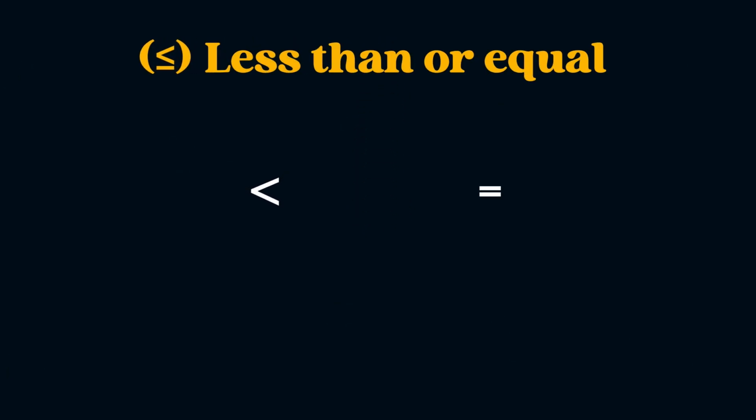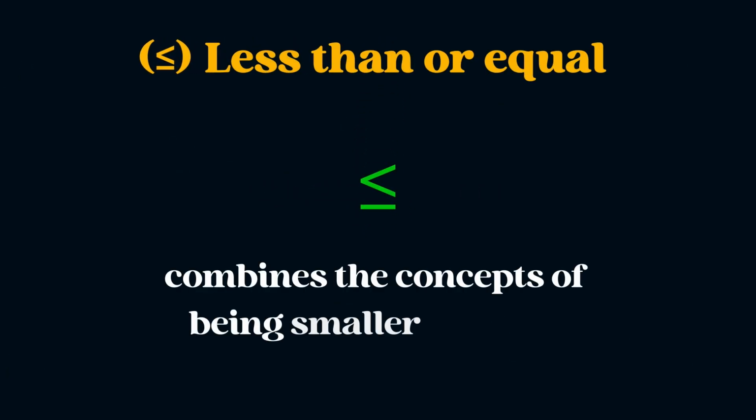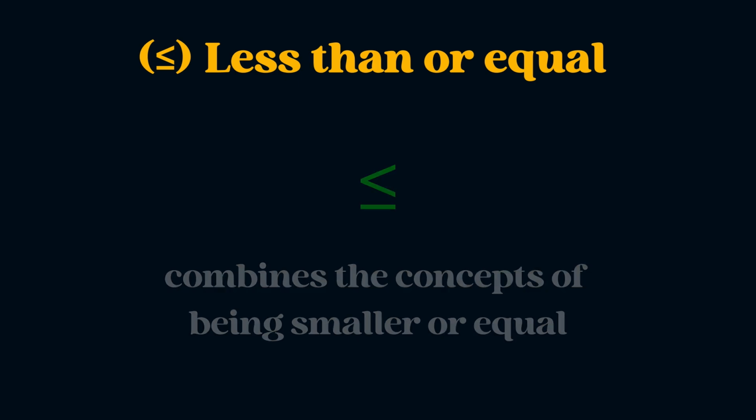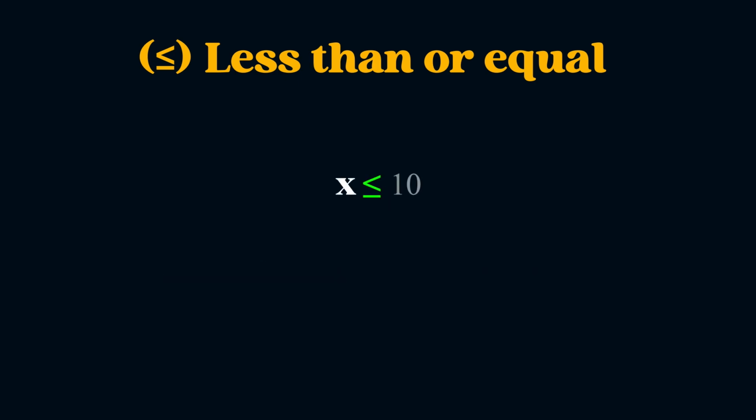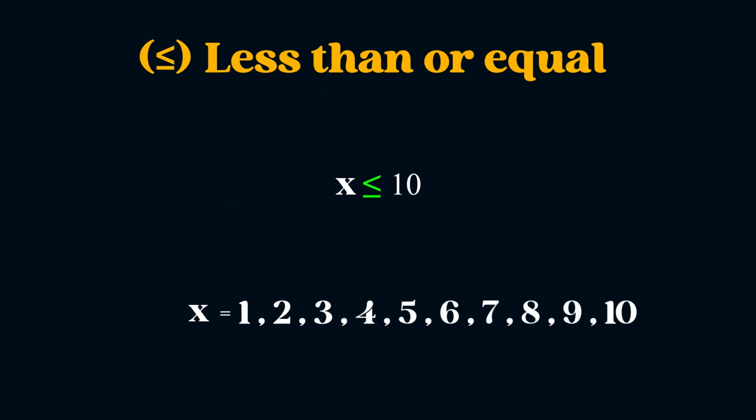10. Less than or equal to sign. The less than or equal to sign combines the concepts of being smaller or equal. For instance, x less than or equal to 10 means x can be any value up to and including 10.